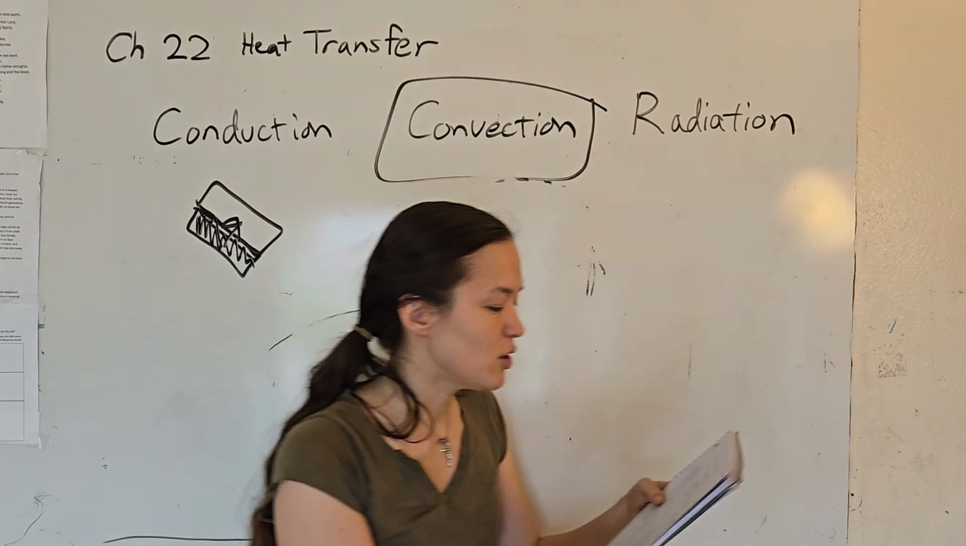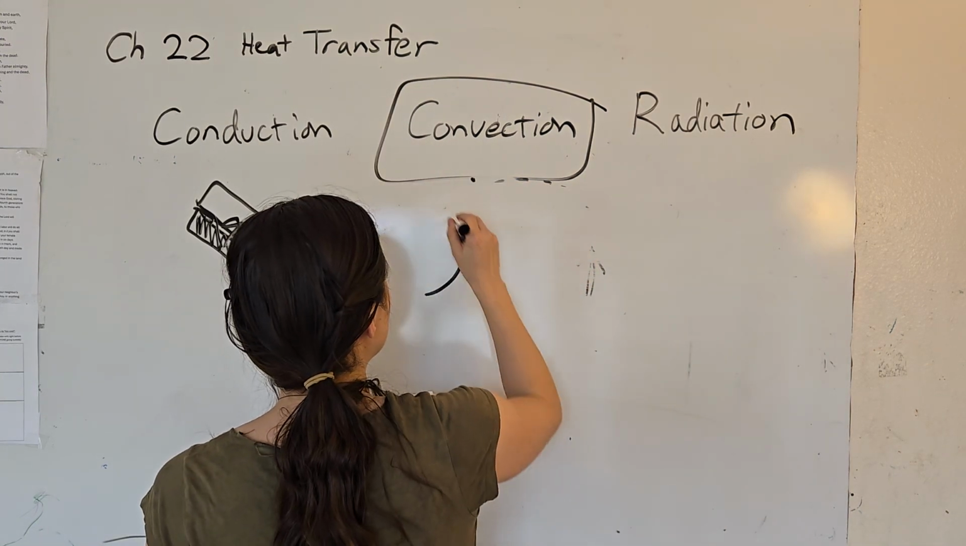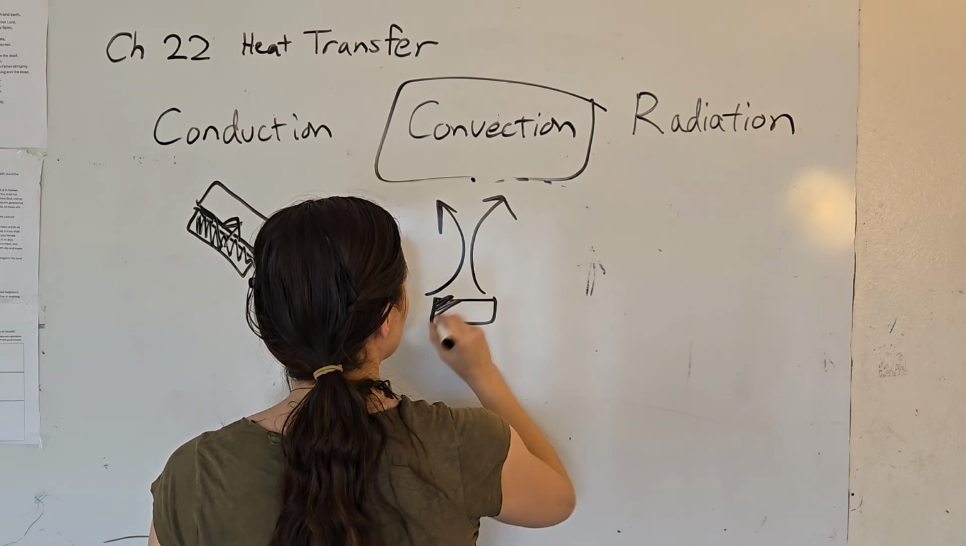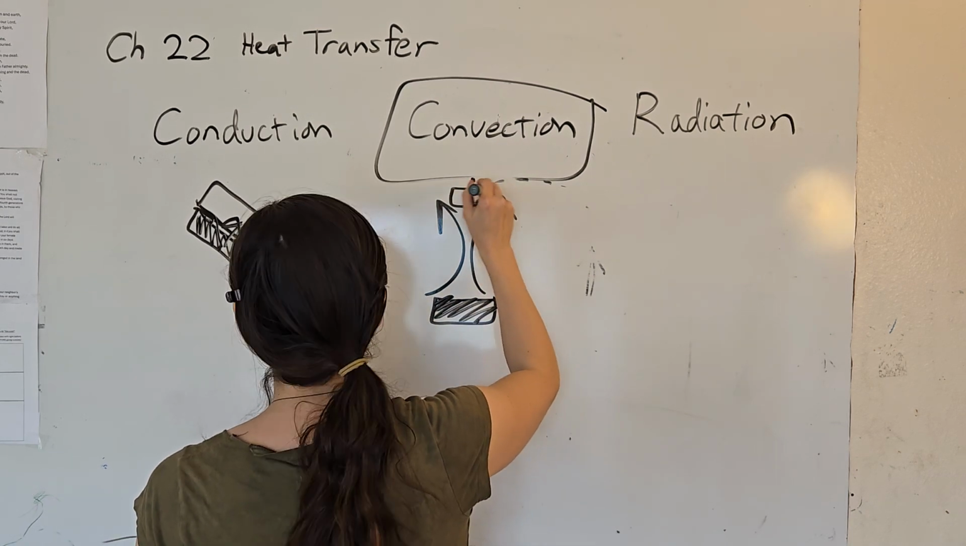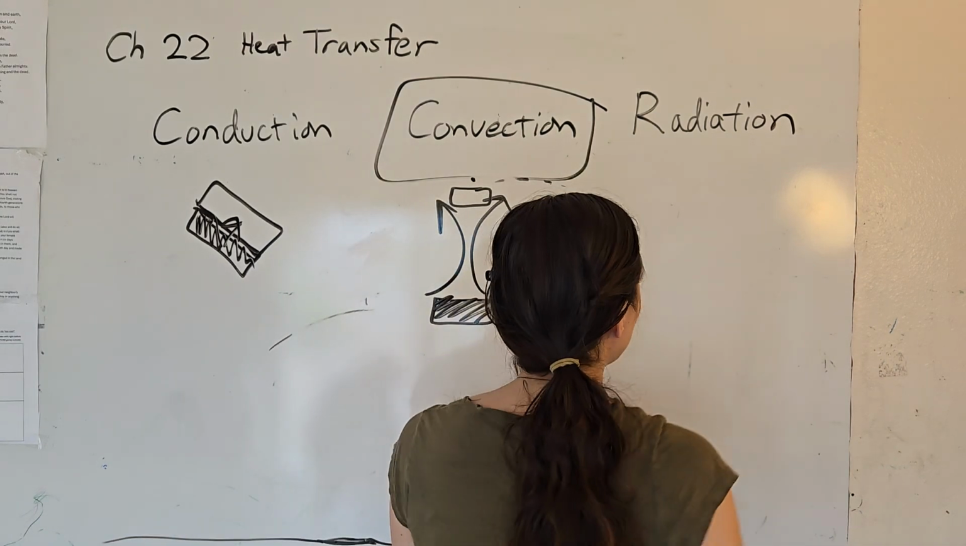Anyways, that was convection. So remember, convection needs a medium to bring the heat from the hot object to the colder object. Conduction, they're touching. Convection, there's a medium. And radiation.